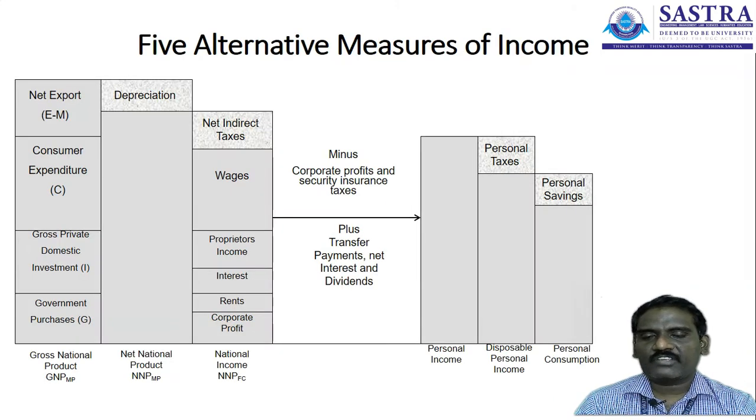Five alternative measures of income. In these five alternative measures of income, how do we calculate the gross national product at the rate of market or prevailing prices, and how do we arrive at personal consumption? This will be explained in this session through the different components represented in this particular diagram. So let me take how we calculate the gross national product at the market price. Are you aware of what gross national product at the market price is?